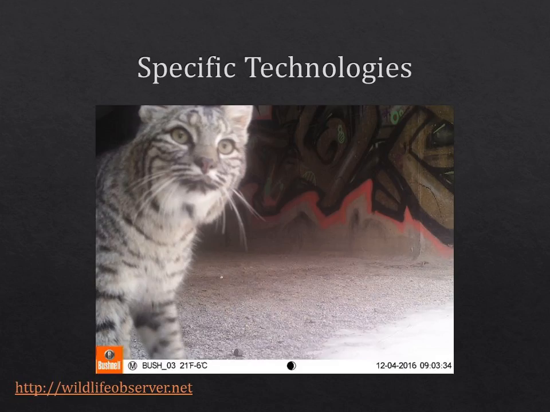So I'm going to talk about camera technologies right now. These are, again, a reminder, two kinds, cell and Wi-Fi communicating.